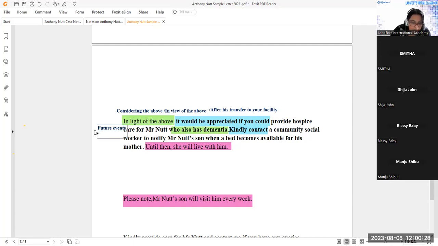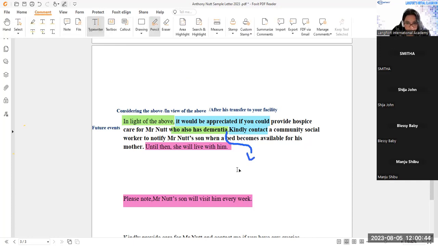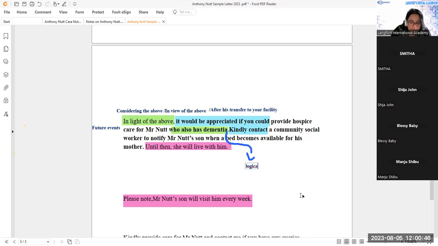Okay, reader's action and other future events. So I wrote what exactly the reader should do first. Then with that I connected my history here. The history here, see, all of you. Okay, logically connected history here.